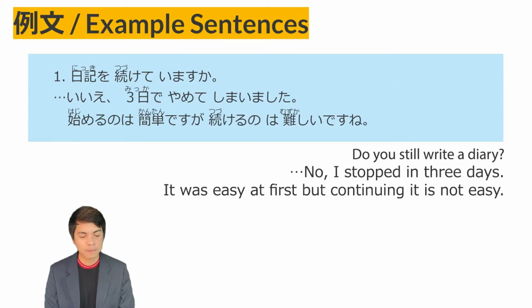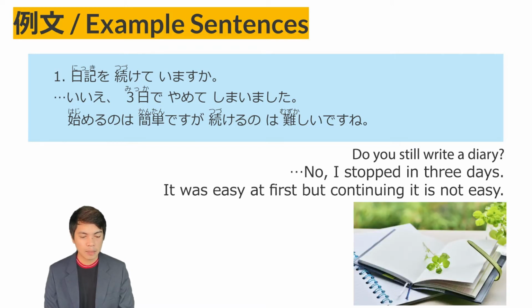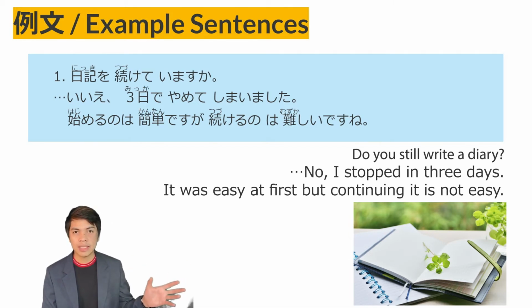Example sentence number 1. 日記を続けていますか？いいえ、3日でやめてしまいました。始めるのは簡単ですが、続けるのは難しいですね。So the first line, 日記 is diary. 続けています, from the verb 続けます, to continue. 続けています, continuing. So are you continuing your diary? He said, いいえ, no. 3日で, in just 3 days, やめてしまいました, I quit. 始めるのは簡単です, the start is easy. ですが, but 続けるのは難しいですね, the continuing is difficult.